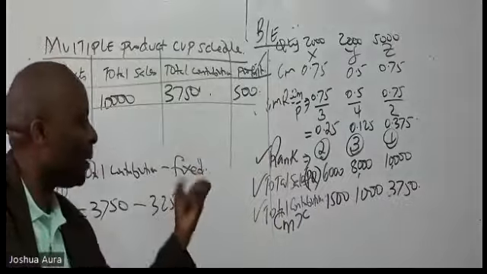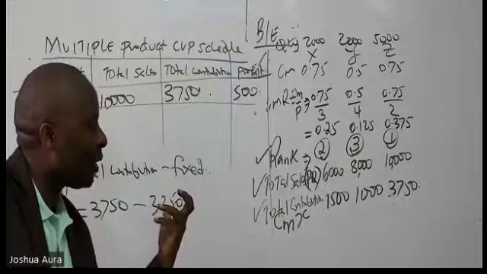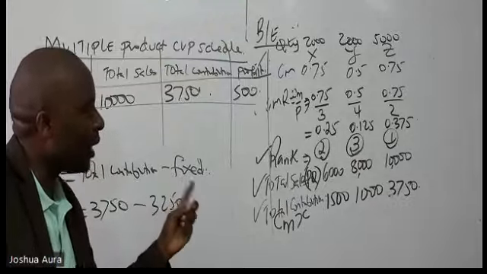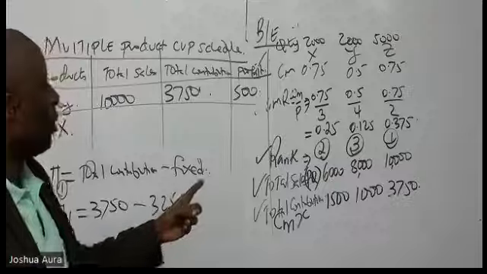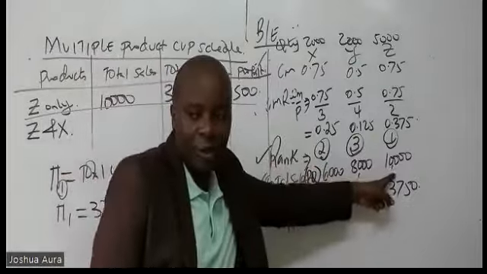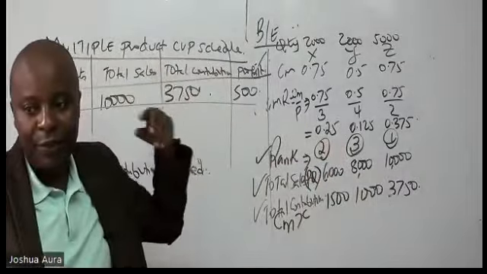It's only about adding them up. So remember, it is Z and X. So total sales will be 6,000 plus 10,000. So that gives me 16,000.